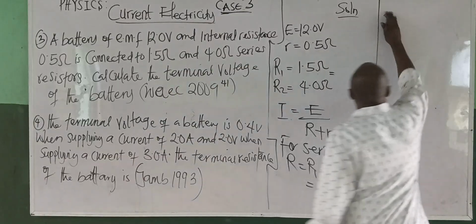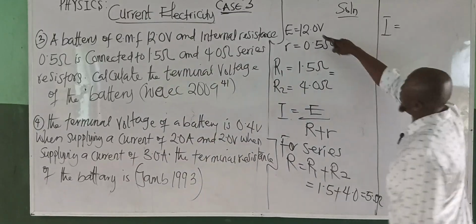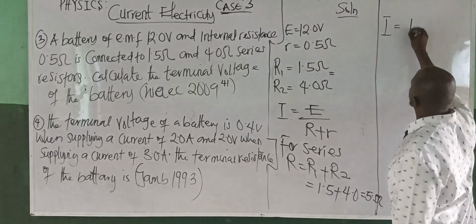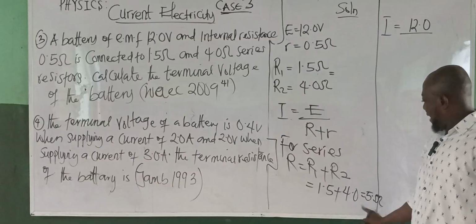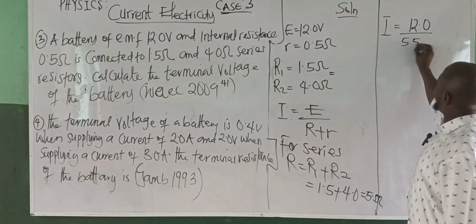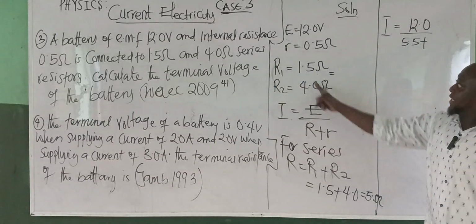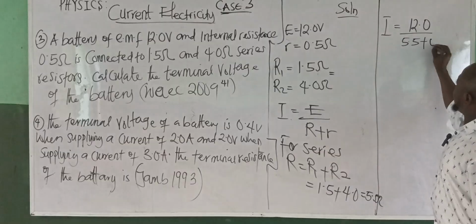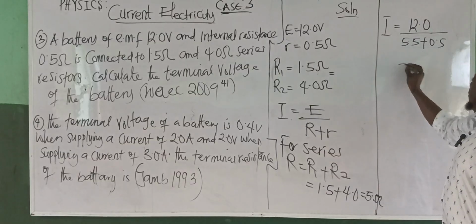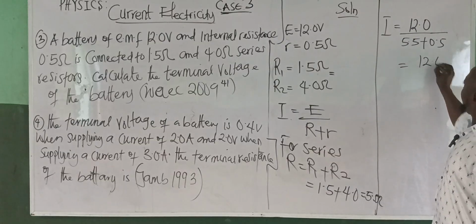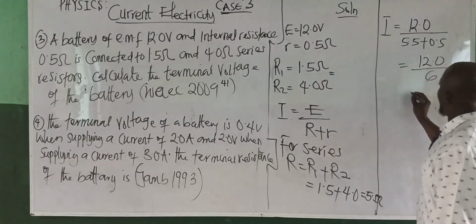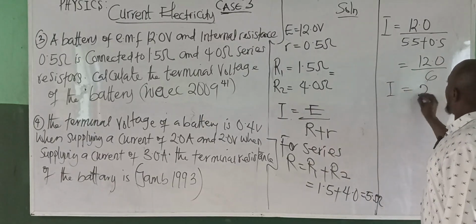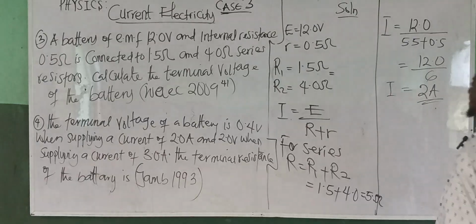So I'll put it here. My current here becomes, what is my electromotive force, which is 12.0, all over what is my R now? This becomes 5.5 plus, remember, my small r is 0.5 here. So if you do the math, I'm having 12.0 over 6. If you divide this, I'm having here to be 2 ampere.